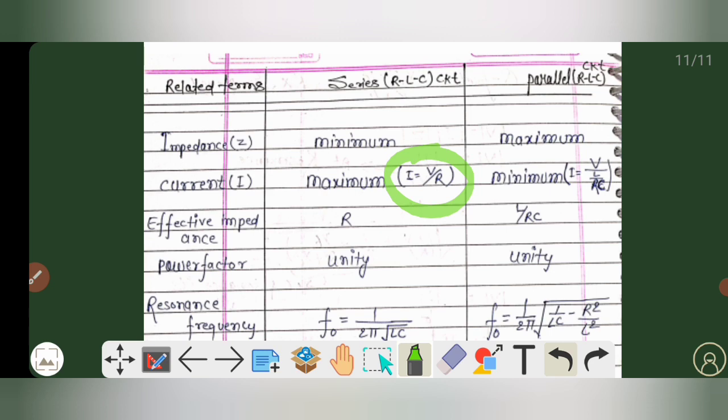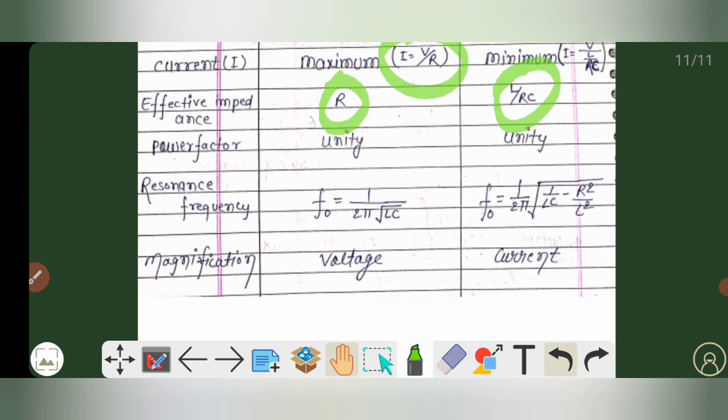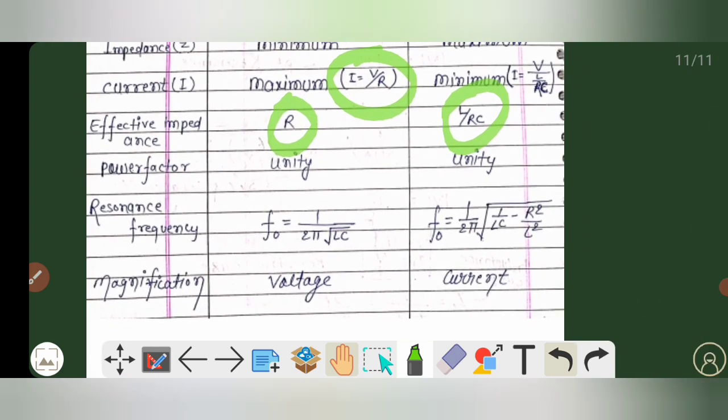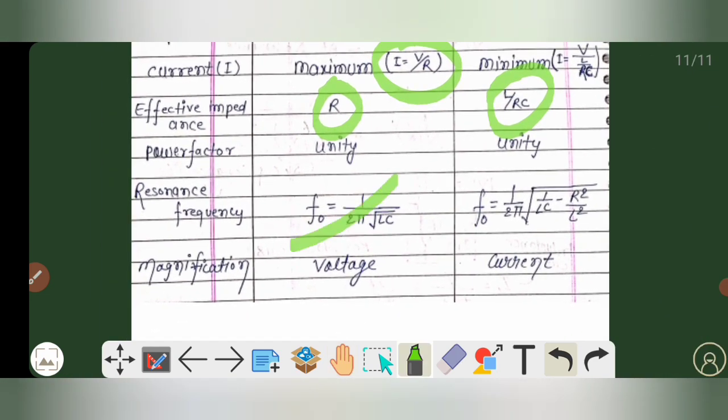If we talk about the effective impedance, then in case of series resonance it will be equal to R, and in case of parallel it will be equal to L by RC. And if we talk about the power factor, then in both the cases the power factor will be unity, equal to 1. And for the resonance frequency, in case of series resonance it will be F naught equal to 1 by 2 pi root under LC. And in case of parallel circuit, the resonance frequency will be equal to 1 by 2 pi root under 1 by LC minus R square by L square.